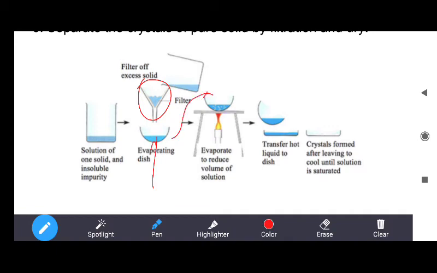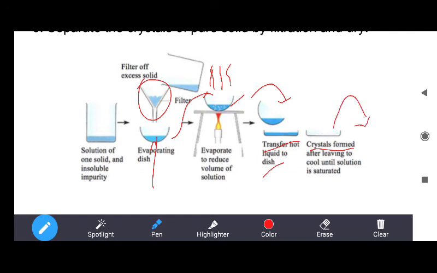This solution is placed to evaporate on a burner, due to which the liquid is evaporating, and when a concentrated solution is formed, then you have to transfer this solution to a dish and cool it slowly, due to which crystals of solid substance are formed. While some liquid will also remain, the liquid contains soluble impurities.